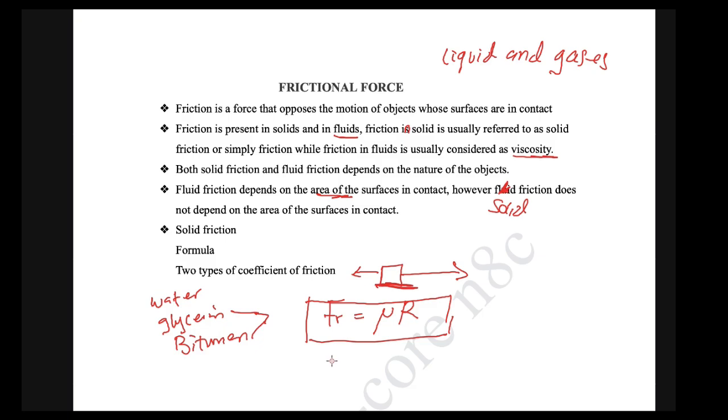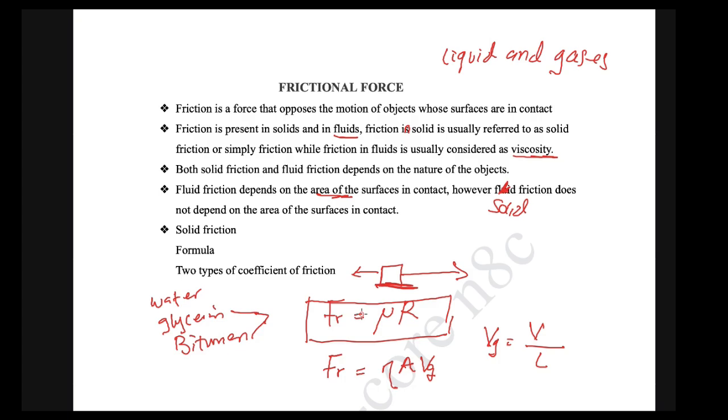While fluid friction is usually written as coefficient of viscosity multiplied by the area multiplied by velocity gradient, while velocity gradient is equal to velocity over linear length. So you can see that fluid friction depends on the area of surfaces in contact, while solid friction does not depend on the area in contact. So that is the dichotomy, the difference between solid friction and fluid friction.